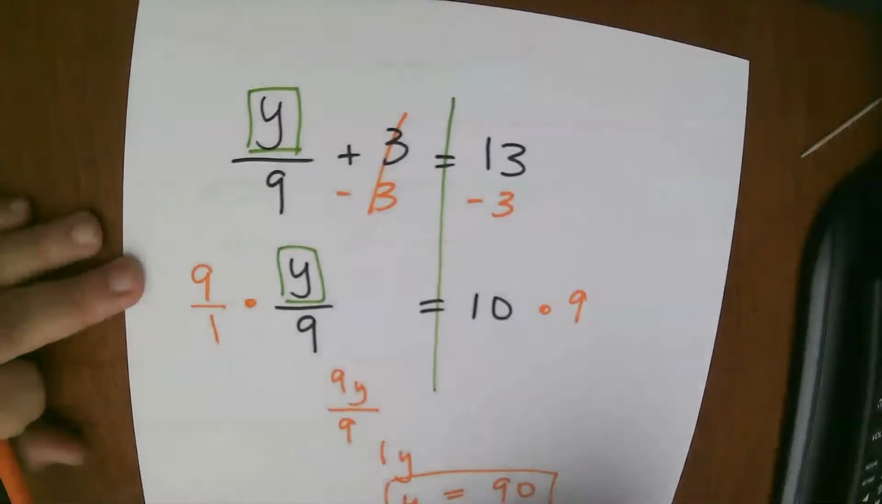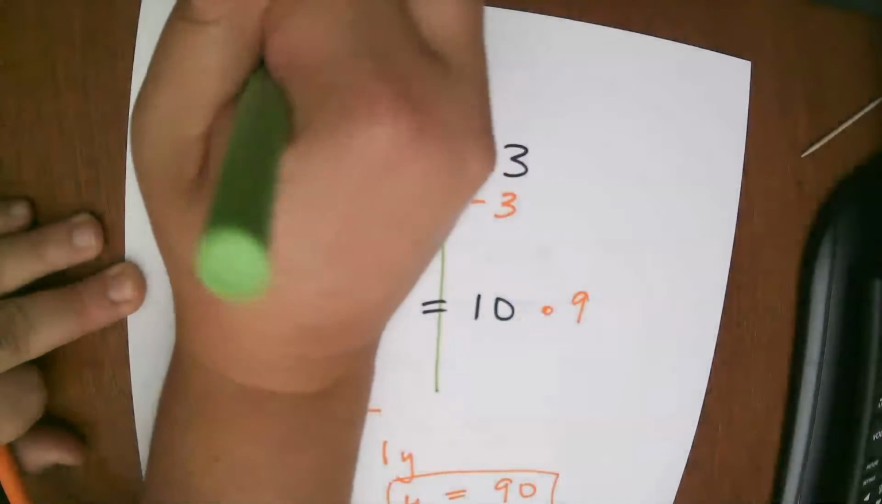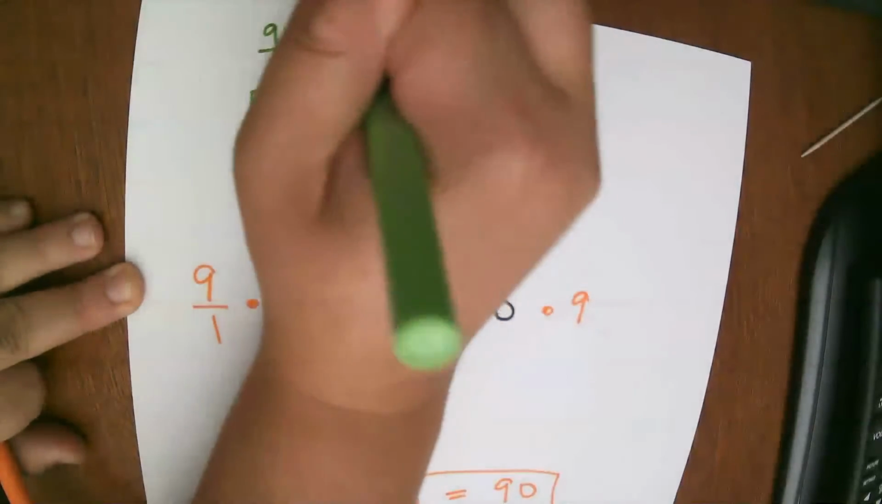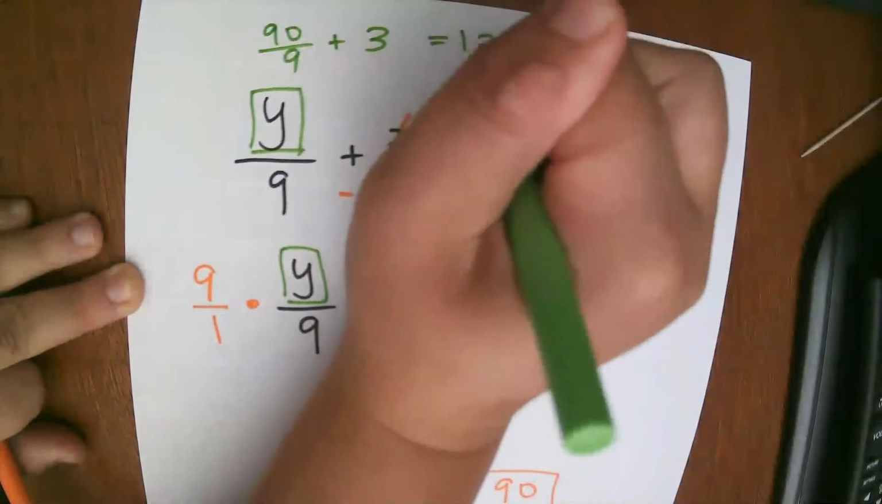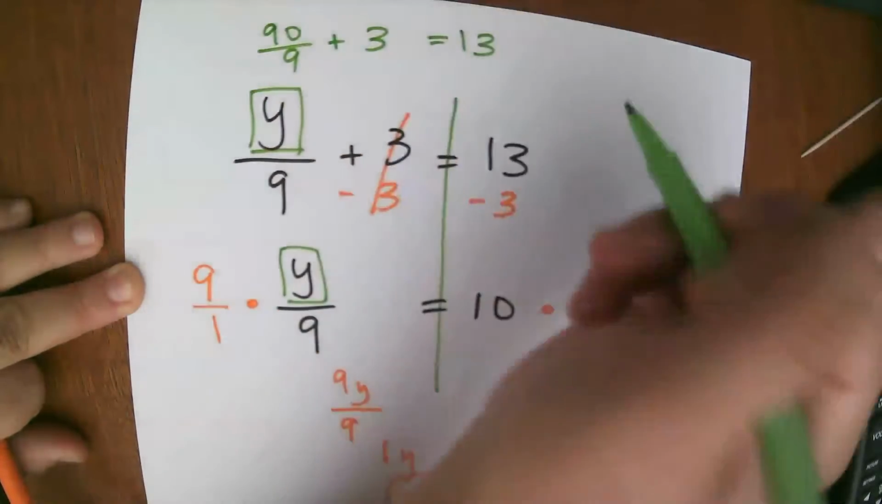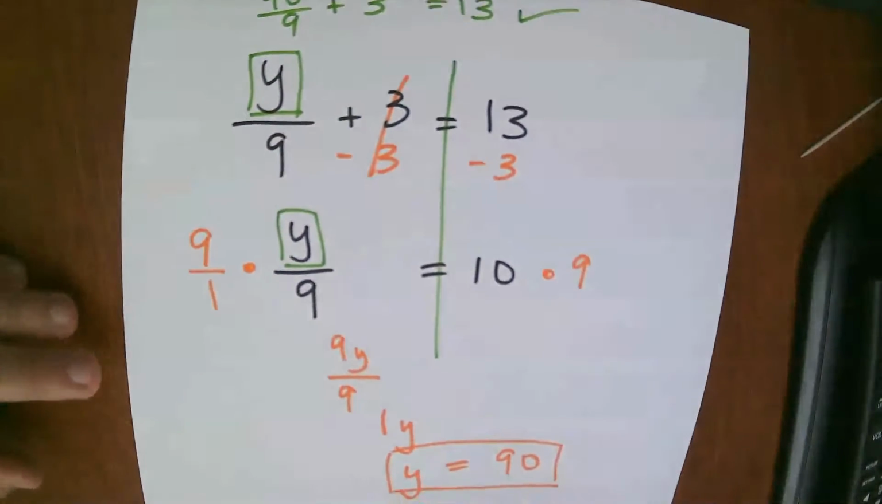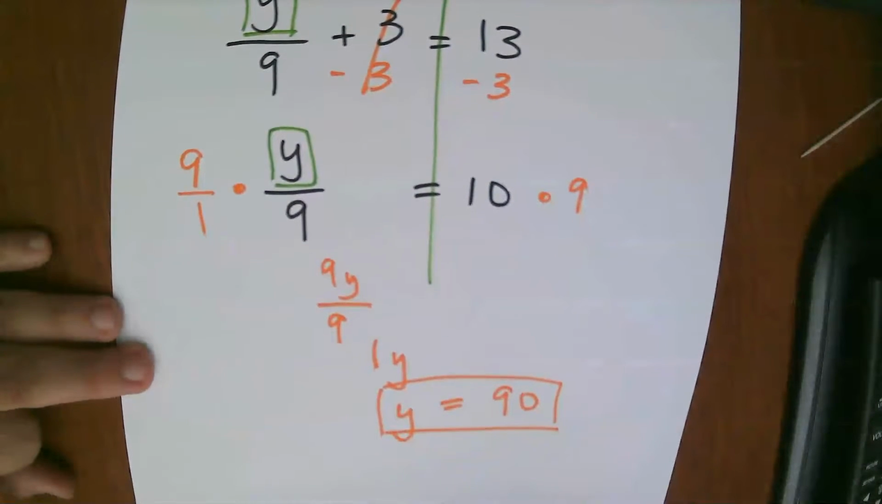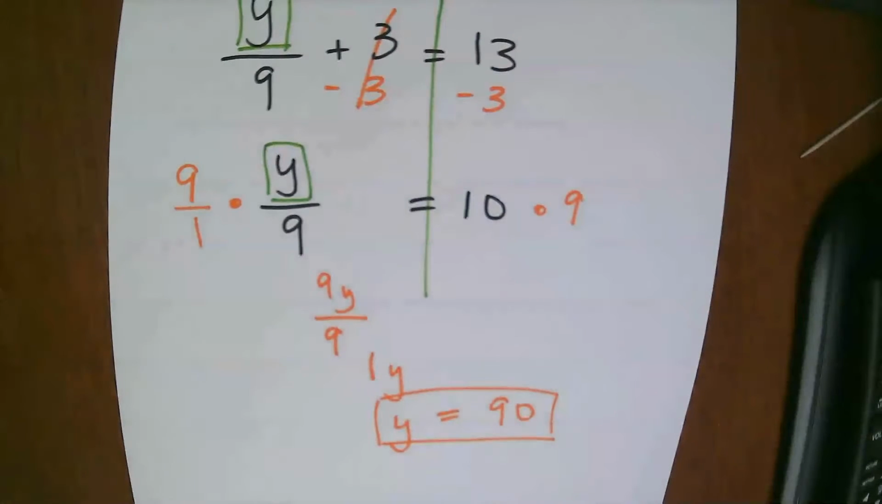Okay, and then of course we can check these as well by plugging 90 into our original equation. So 90 now divided by 9 plus 3 should give us 13. So let's see, 90 divided by 9 is 10. 10 plus 3 is 13. We got it right.